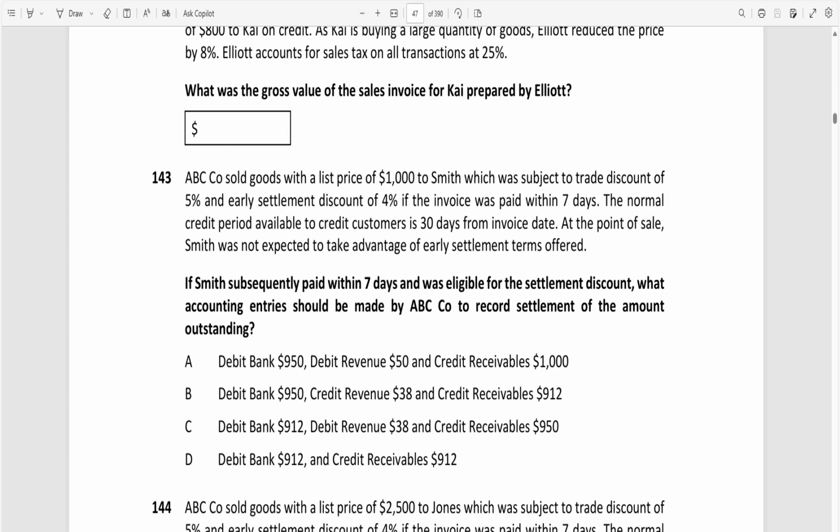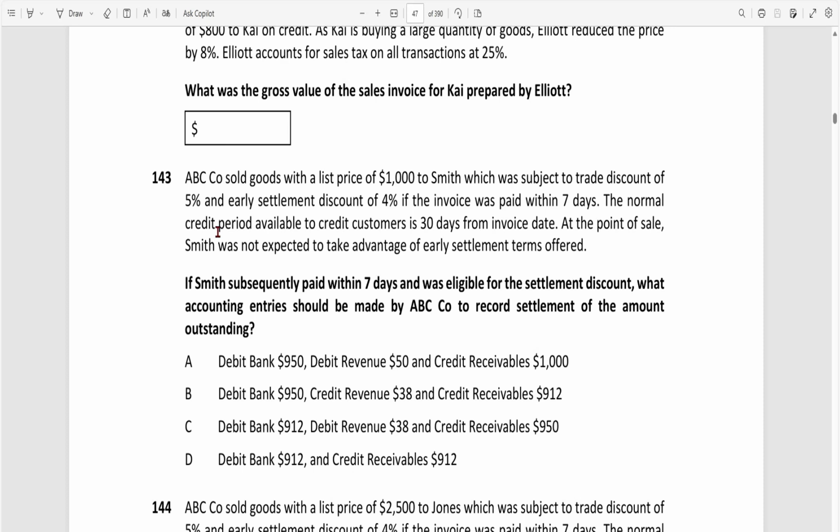So it's a very tricky part, I must say, and lots of students make the mistake. I know because I was in the same phase a few years ago. So it's very important to go step by step, right? ABC company sold goods with a list price of 1000 to Smith, which are subject to trade discount. Trade discounts are given immediately at the time of purchase, whereas early settlement discount is given when the customer settles the remaining balance outstanding.